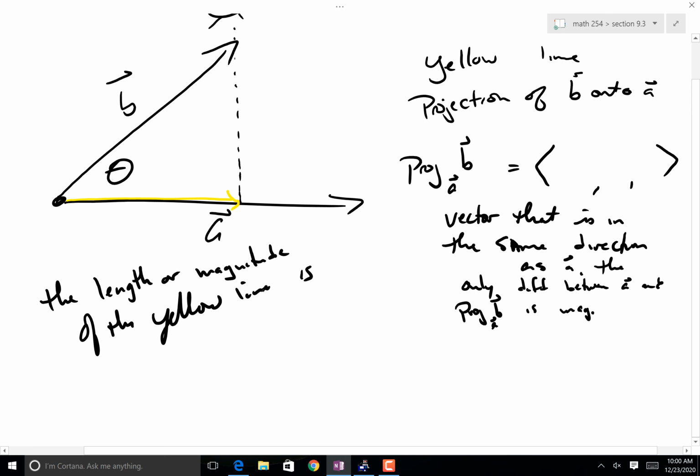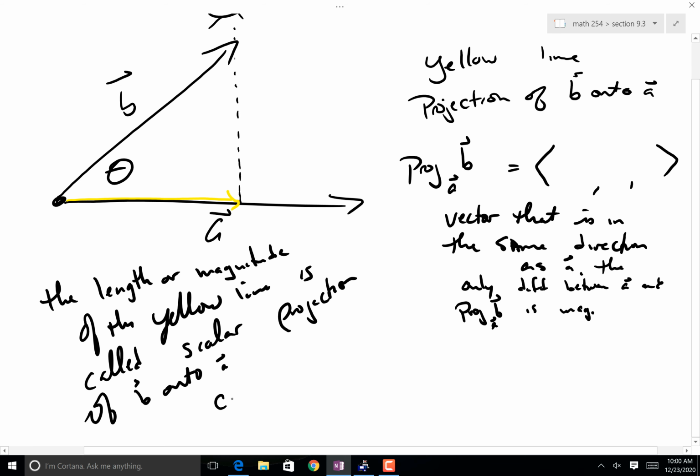is called the scalar projection of B onto A. And we write that like this. When I first started teaching this stuff, I was like, why is it written that way? It's the component of B that's in the direction of A. And this is going to be a scalar.